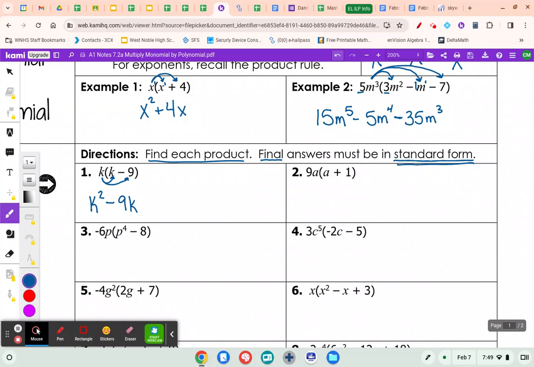Okay, hopefully you're ready. You go ahead and distribute. Guys, it's distributing every single time. Anytime you see a monomial, single term outside of the parentheses, and it doesn't have another sign, you probably are going to distribute it through the parentheses. So you end up with 9a squared plus 9a. Still in standard form, so we're good to go there.